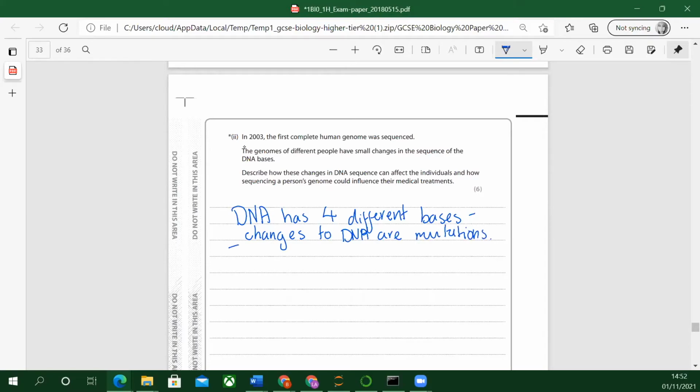So individuals, even people, have different alleles for genes.